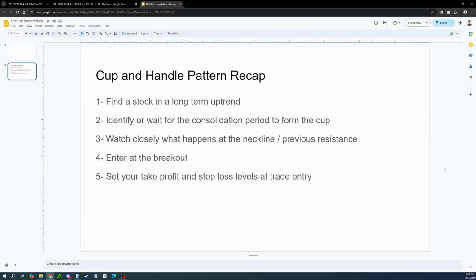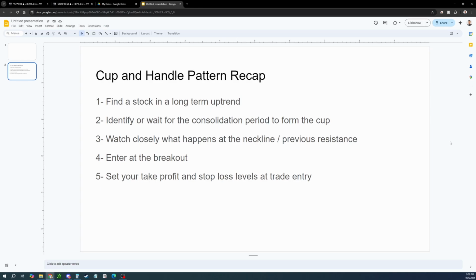Alright, so that's pretty much going to do it for this video, but here's a quick recap of trading the cup and handle pattern. First, find a stock in a long-term uptrend, ideally on the daily or the weekly chart. Then identify or wait for the consolidation period to form the cup. Watch closely what happens at the neckline, pretty much like the previous resistance point, and wait for that handle. And then enter the breakout.